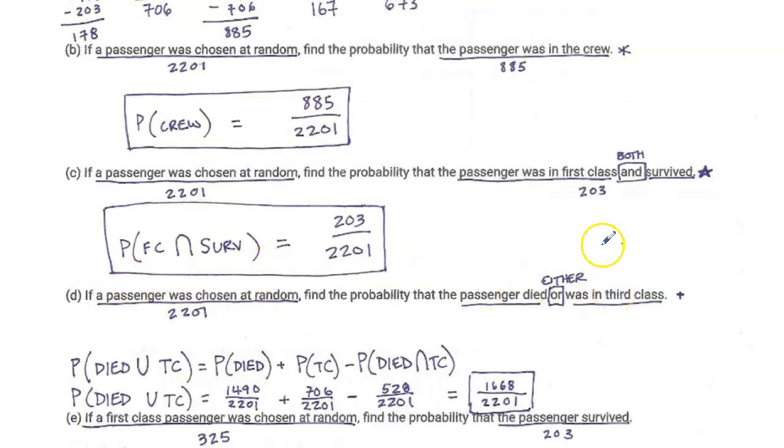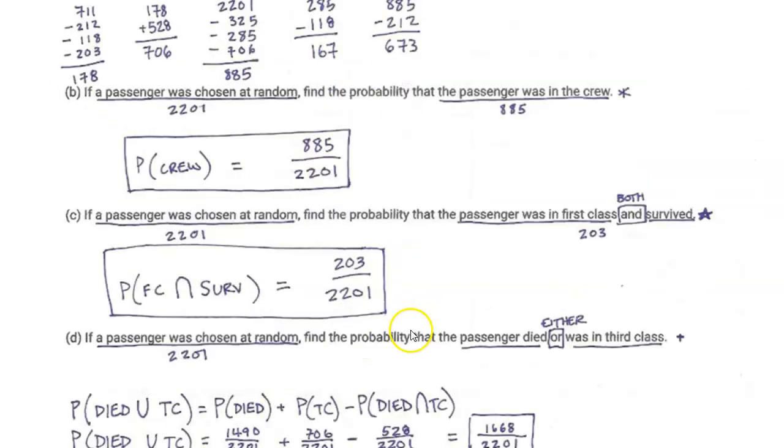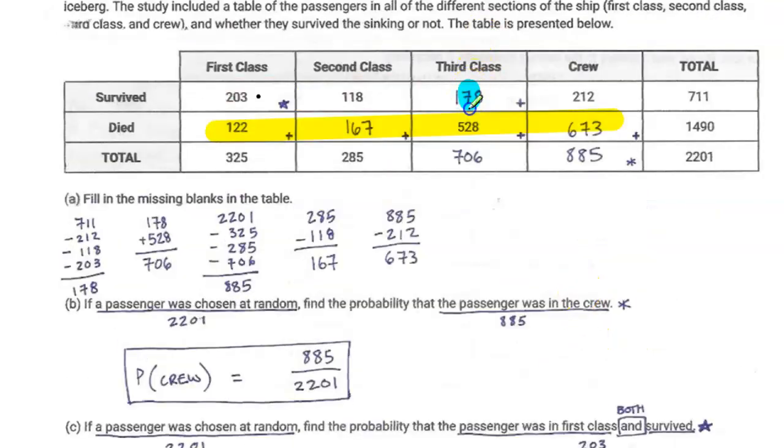In this case, we're not looking at and, we're looking at or, which means either. There's a couple of different ways to do that. You do need to know this formula or know how to use it, but with the two-way table, it's a little bit easier. Died or in third class, okay? These are all the folks that happened to die. Let me highlight those. Here we go. These are all the folks that died. And these are all the folks that were in third class. Notice that there's an overlap here.